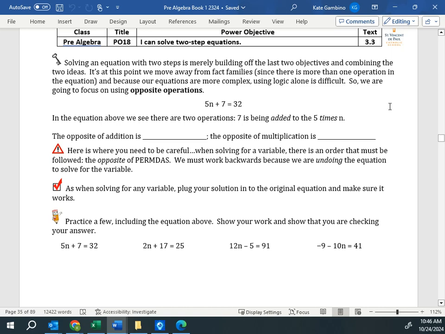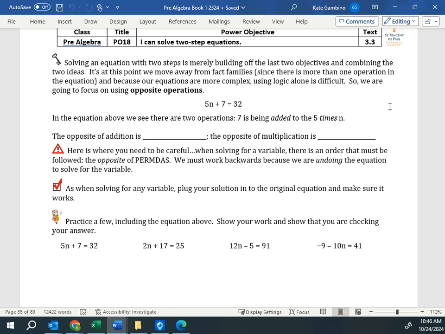Good morning. Today we are continuing on with those equations and variables. Today we're doing PO18, the PO, super important, power objective. I can solve two-step equations. So what we've been doing is the one-step. We've had experience with one-step.